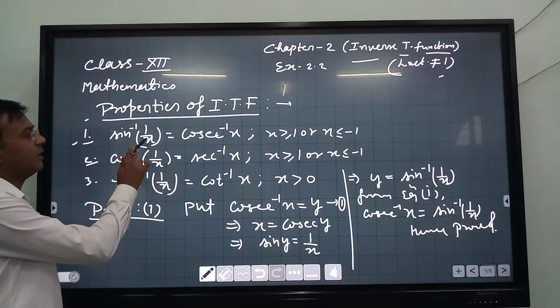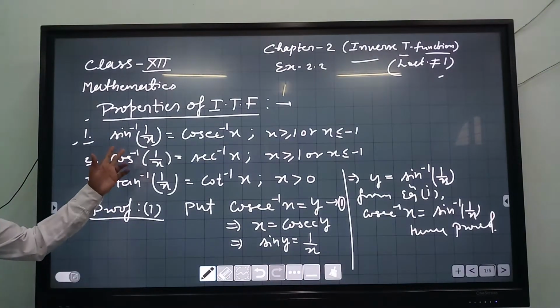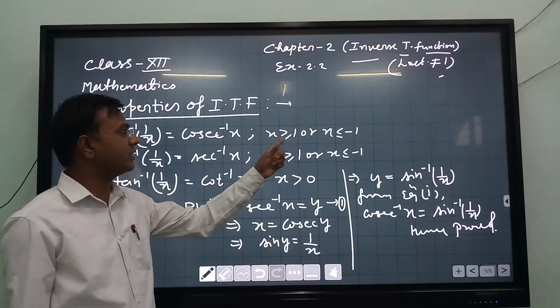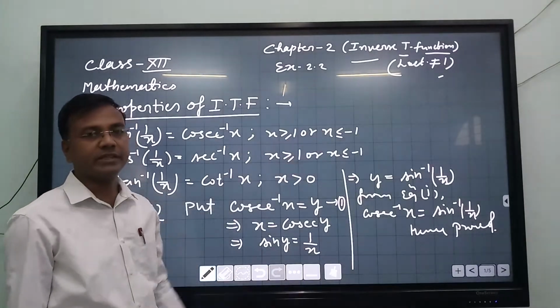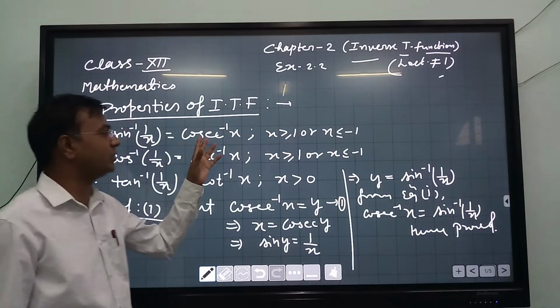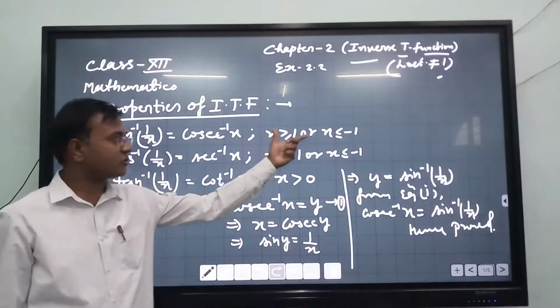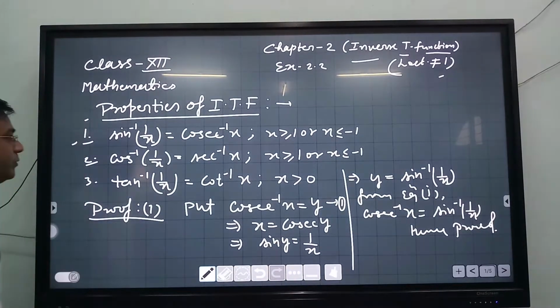sin inverse 1 by x equals cosec inverse x. This is the first property, with the restriction x greater than or equal to 1 or x less than or equal to minus 1. It means sin inverse 1 by x will be equal to this only if this condition holds, right? So this restriction must be remembered.